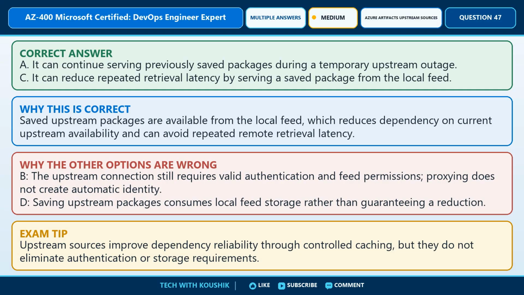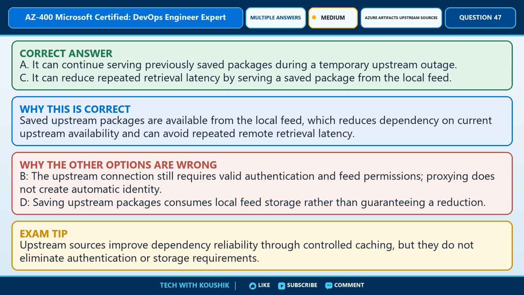The correct answers are option A. It can continue serving previously saved packages during a temporary upstream outage, and option C. It can reduce repeated retrieval latency by serving a saved package from the local feed. Here's why. Saved upstream packages are available from the local feed, which reduces dependency on current upstream availability and can avoid repeated remote retrieval latency.